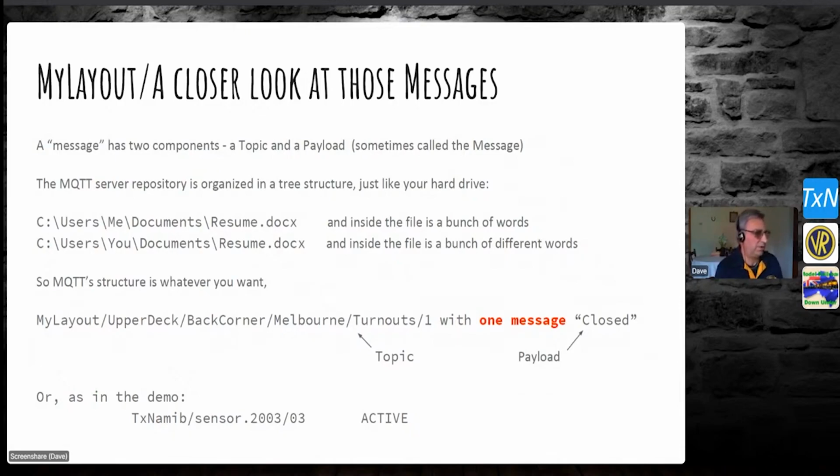So it's a repository. It's a tree-like structure, a bit like your files on your computer. You have a directory tree, and then you have the document at the end for the individual one. So there's a couple of examples there. The one that you saw in the video was down the bottom, where there's a topic for the sensor and an active state. So that's the messages.